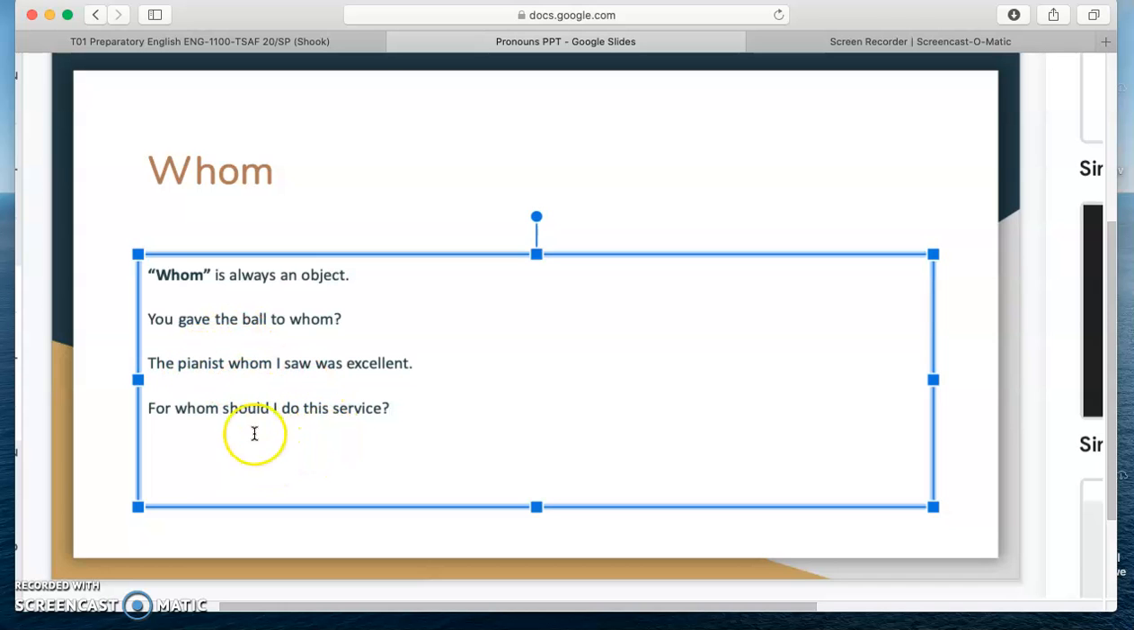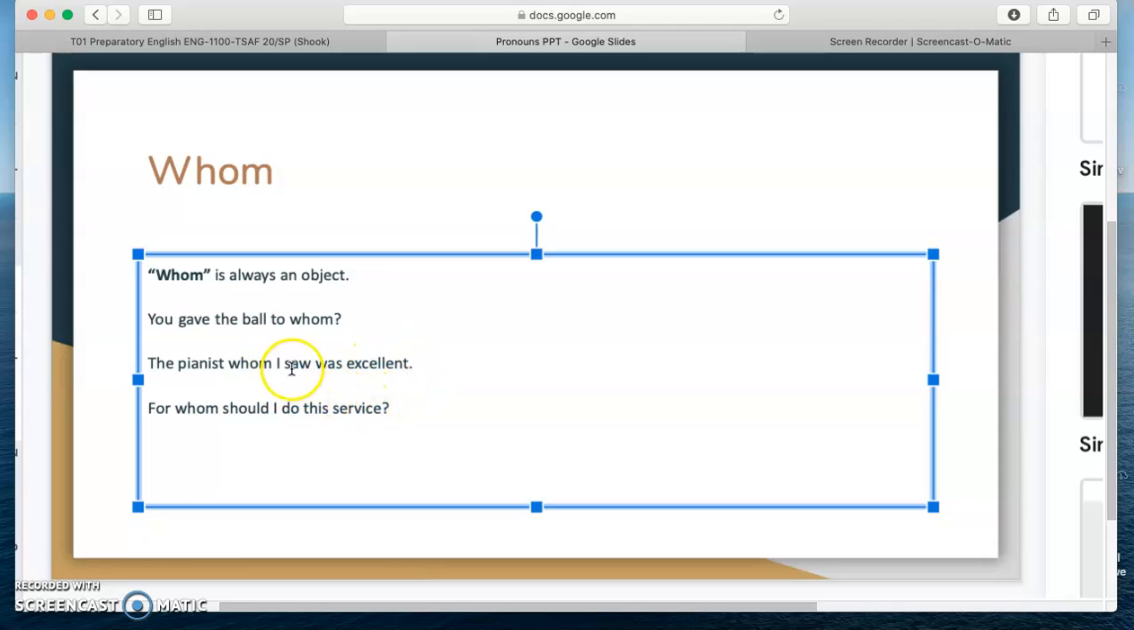Similarly to the pianist. The pianist whom I saw was excellent. The clause in question, though, the verb here is saw, comes after the whom, we know that we need an object pronoun because the clause that we're looking at is the whom I saw. I am doing the action right here. I am the subject. So I saw whom? I saw a pianist. The pianist I saw was excellent.